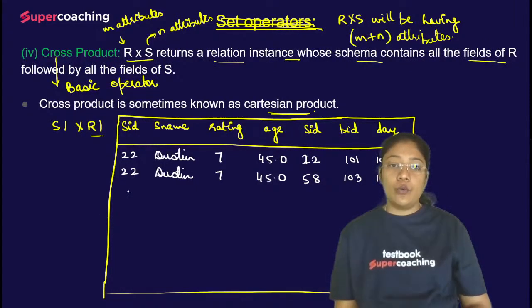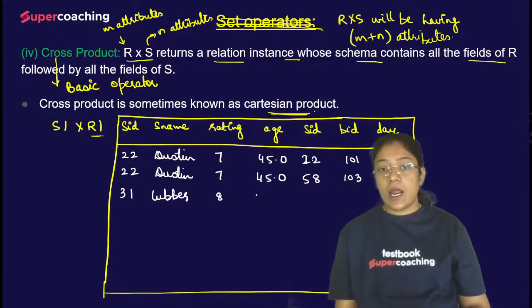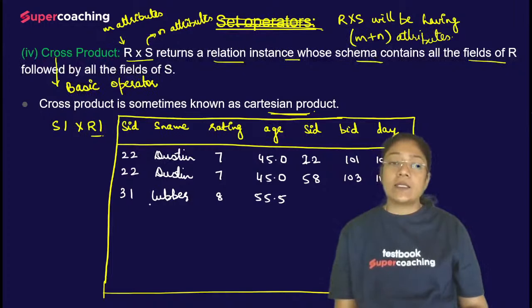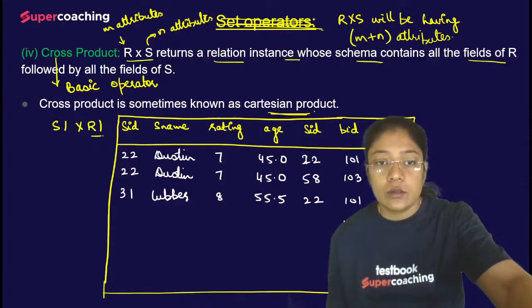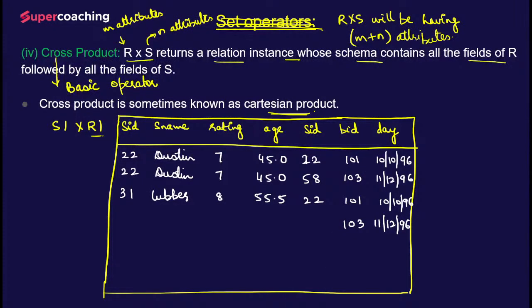Now take the second row, 31, Lubber, 8, and age was 55.5. इसका भी combination किसके साथ लेना है, दोनों entries के साथ. So I'm just copying it from here. 10, 10, 96, 103, 11, 12, and 96. So this is the entry coming for the second row of the instance sailors, 8 and 55.5.